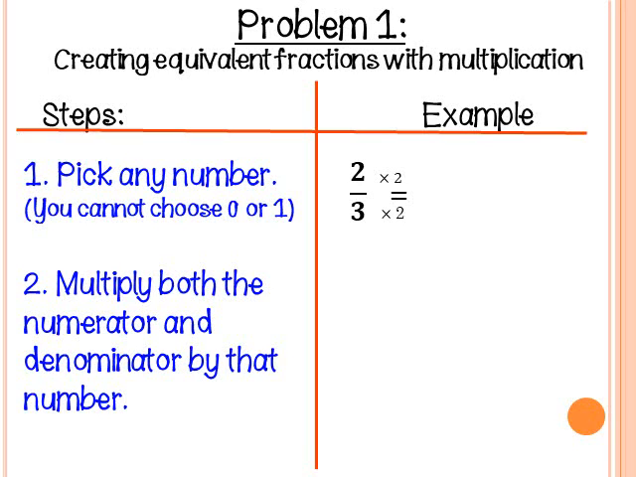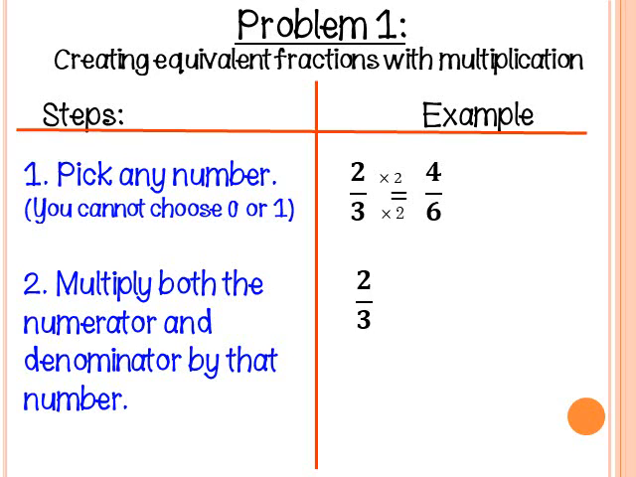So to create an equivalent fraction for 2/3, I'm going to multiply 2 times 2 and I'm going to get 4. And when I multiply 3 times 2, I'm going to get 6. So my new fraction says 4/6. I can say that 2/3 and 4/6 are equivalent fractions.